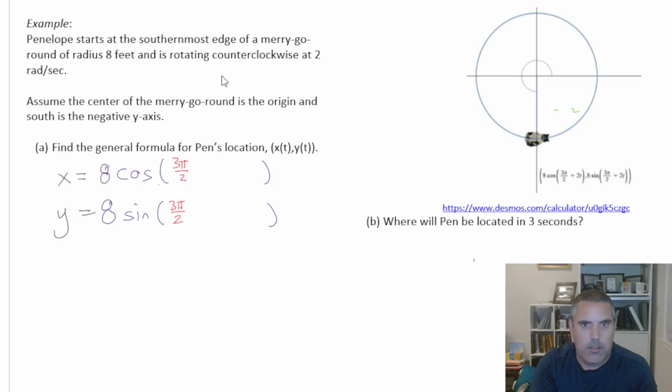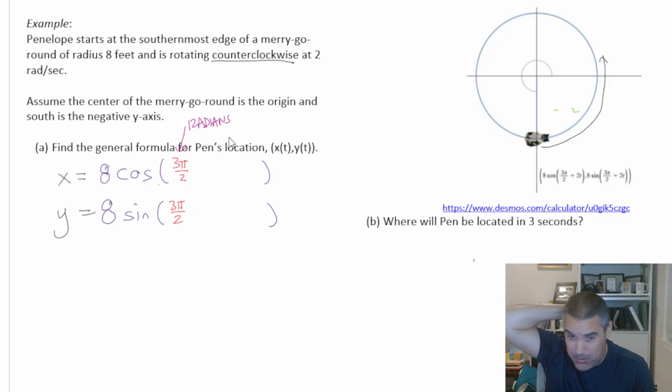Then we're going counterclockwise. So we're going to add on counterclockwise 2 radians per second. I should note that when I wrote this down, I chose radians. I wasn't even thinking about that, to be honest. I just by habit choose radians. But if I had chosen degrees, I can't have the other one be radians. So there's some unit stuff to worry about. But we're adding, because it's counterclockwise, positive 2t.